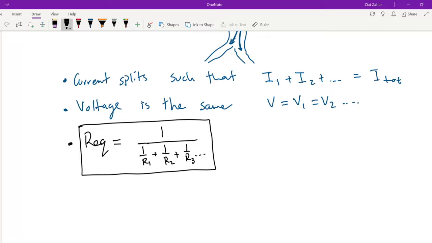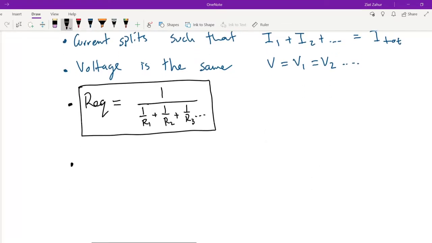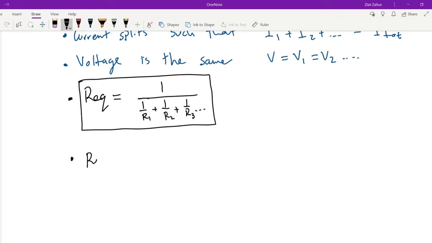This is our general case. There's also another one that I can give you. This is a specific case only for 2, so I call it rec for 2. It's like table for 2. Rec for 2 only works if you have 2 resistors. Do not try this with 3, because it involves more terms.